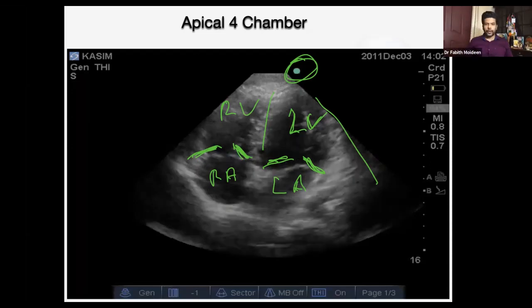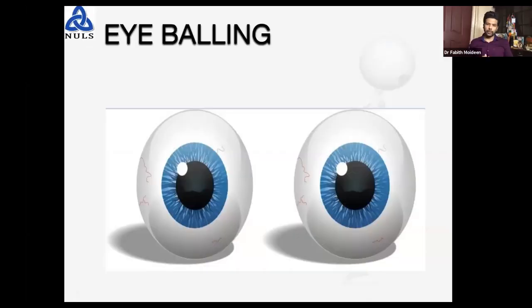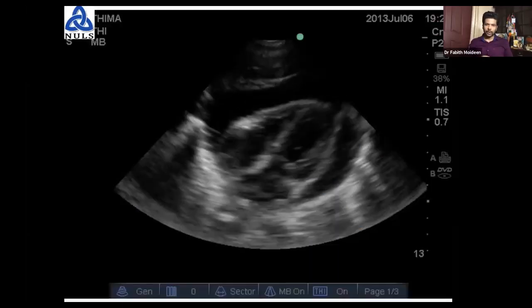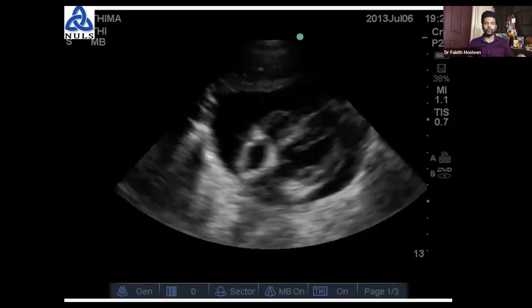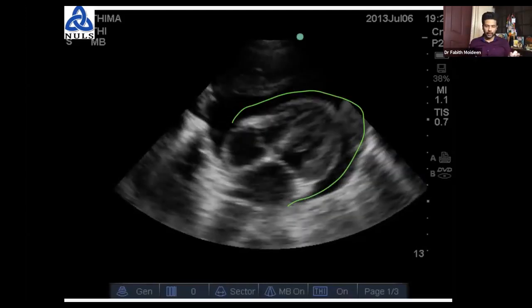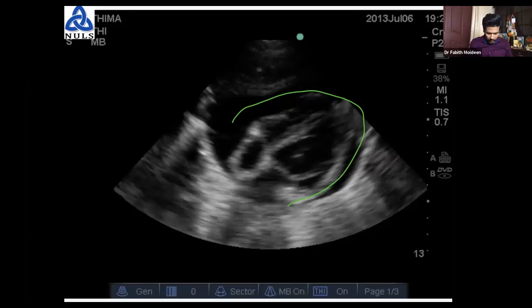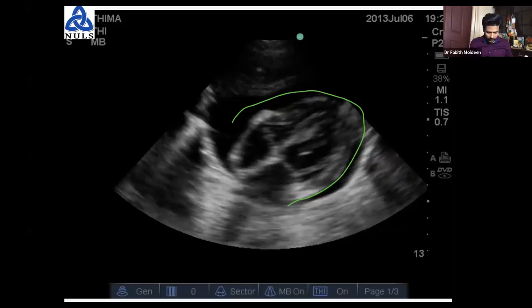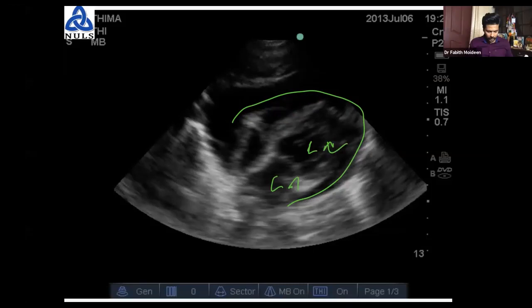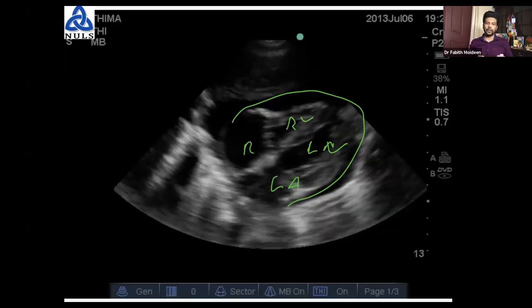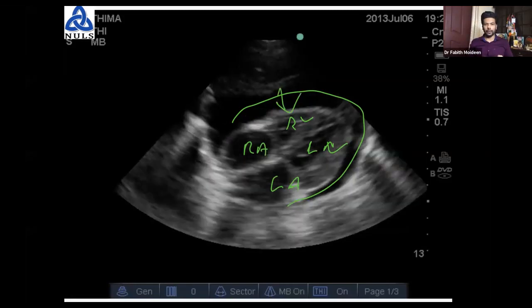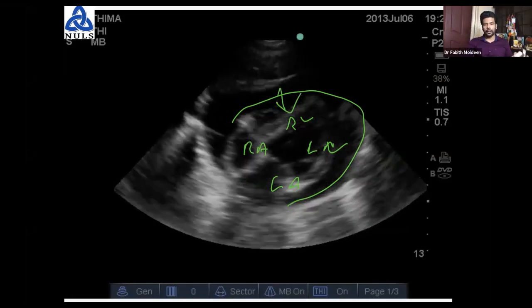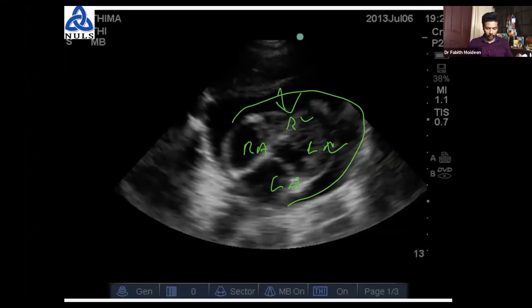Okay. Moving on. I told you about the eyeballing in the 4-chamber view or in the subcostal view. You can see this. You can see the heart dancing. You can see the fluid all around the heart. And I told you this is LV, LA, RV, RA. You can see the heart is actually dancing. You can see the collapse of the RV, diastolic collapse of the RV, which says that the patient has a tamponade. All right.